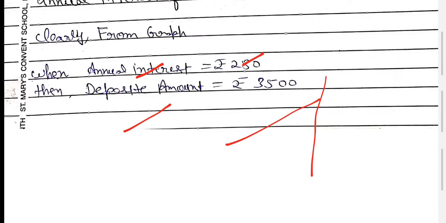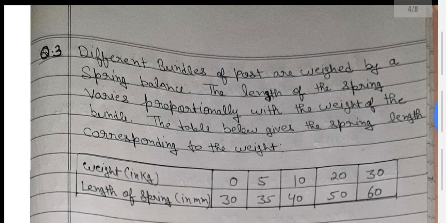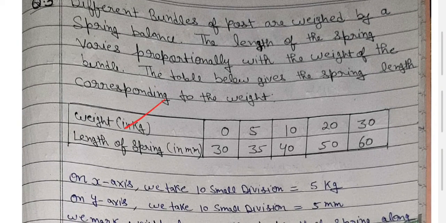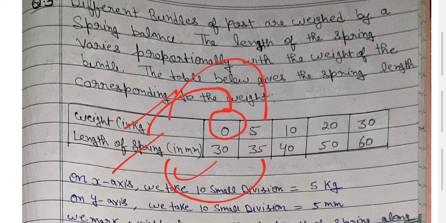Okay, now come on the third question. The second question you have to do by yourself. It is like the first one. The second question is that different bundles of post are weighed by a spring balance. The weight is given and the length of the spring is given. Weight in kg: if the weight is 0 kg, then the length of the spring is 30. If the weight is 5, then the length of the spring is 35. It is like that one.